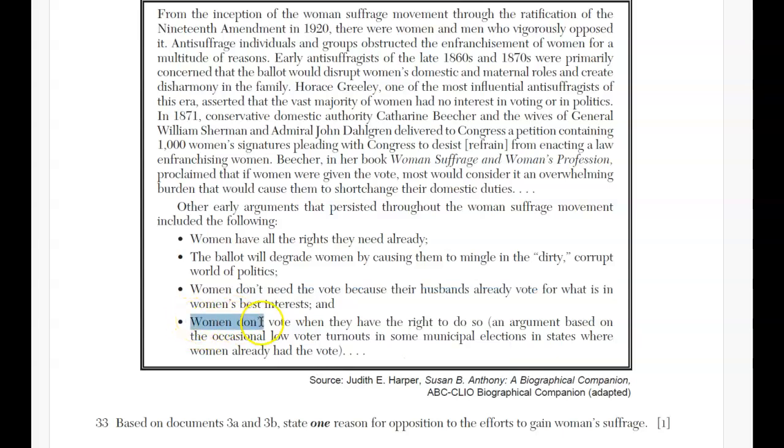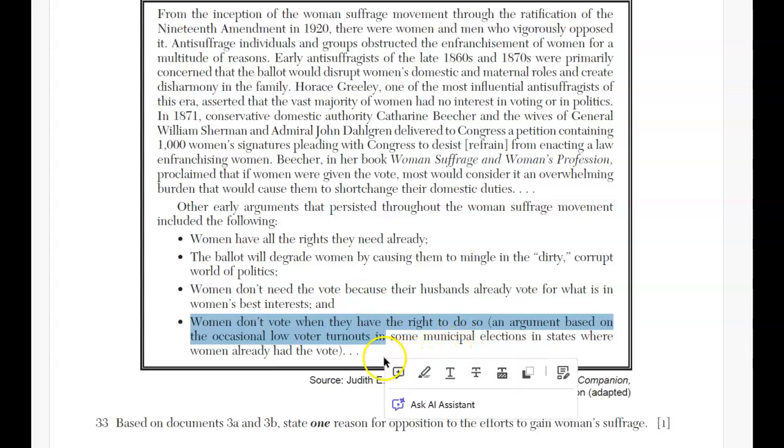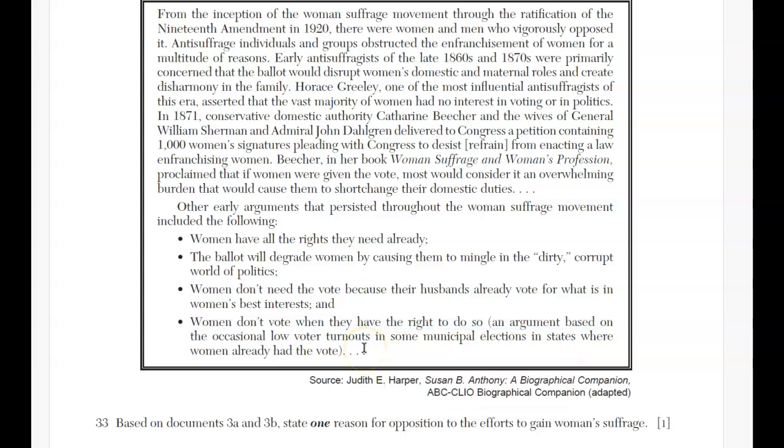Women don't vote when they have the right to do so, an argument based on occasional low voter turnouts in some municipal elections in states where women already had the vote. So there's nothing in the Constitution that forbids women from voting. There's just nothing at this time that requires that they be allowed to. Individual states had the right to allow women to vote.